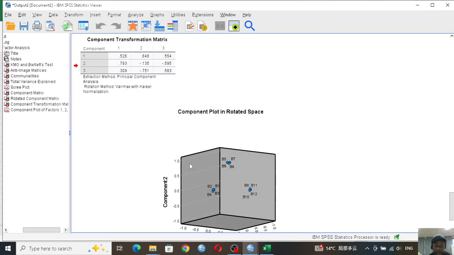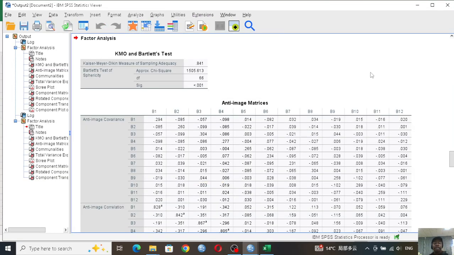And then okay. So when you run, this is our output. Now the first thing you have to consider is the KMO to check whether the sample is adequate enough. And we said it is adequate enough, from the first video, when the KMO value is 0.6 and above. Now this one is 0.41, which means it is excellent or perfect for factor analysis.